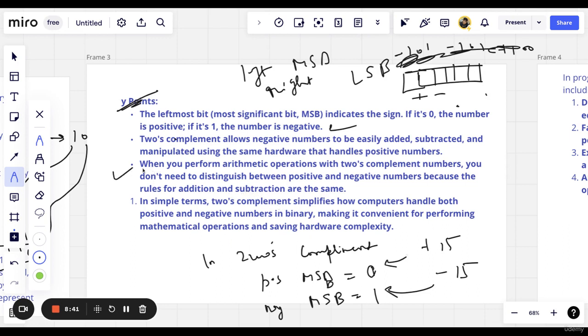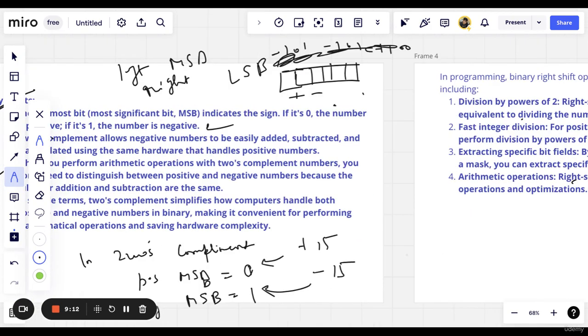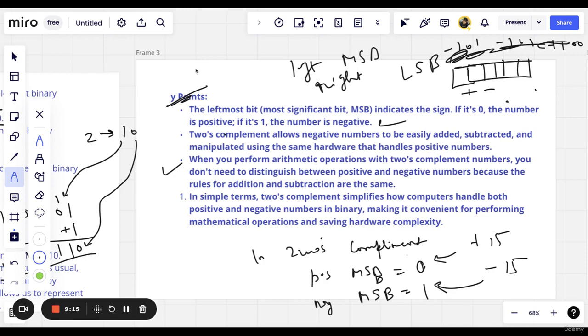Now the third important point is that when you perform arithmetic operations with two's complement, you don't need to distinguish between positive and negative numbers, because the rules for addition and subtraction are the same. And the last point: two's complement simplifies how computers handle both positive and negative numbers in binary, making it convenient for performing mathematical operations and saving hardware complexity. If we never had two's complement, it would become very difficult for computers to do arithmetic operations using negative numbers. So this is the crux of this topic. We will discuss more in the next video.